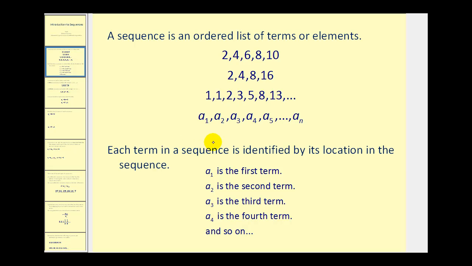And each term in a sequence is identified by its location in the sequence. So a sub 1 is the first term in the sequence. A sub 2 would be the second term. And a sub 3 would be the third term, a sub 4 is the fourth term, and so on. So the subscript tells us which term in the sequence we're referring to.